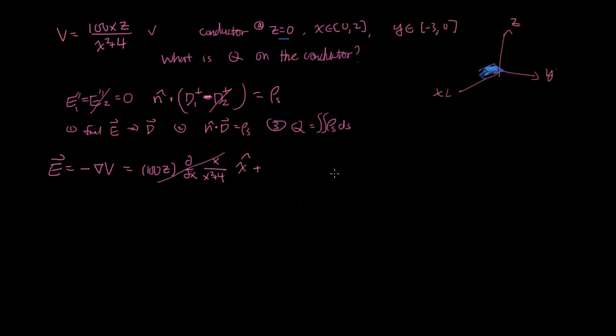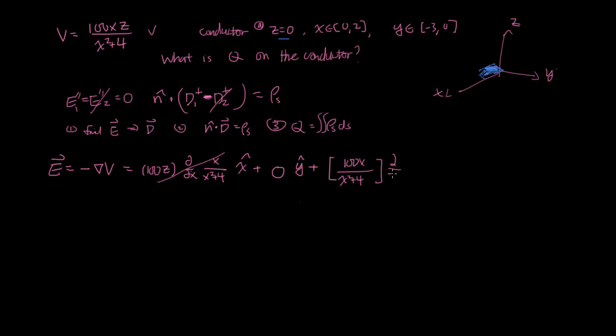Next up, take the derivative with respect to y, and that gives you the y direction. And what's the derivative of this with respect to y? 0, right? So thank goodness that part's easy. So far so good. And then the last part is to take the derivative with respect to z. So let's pull out everything that's not z, 100x over x squared plus 4.